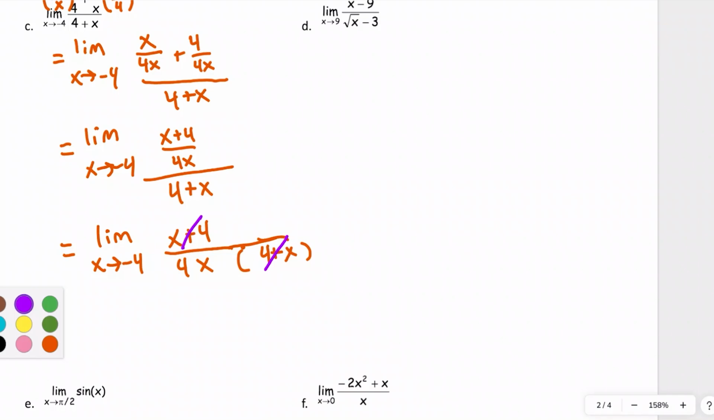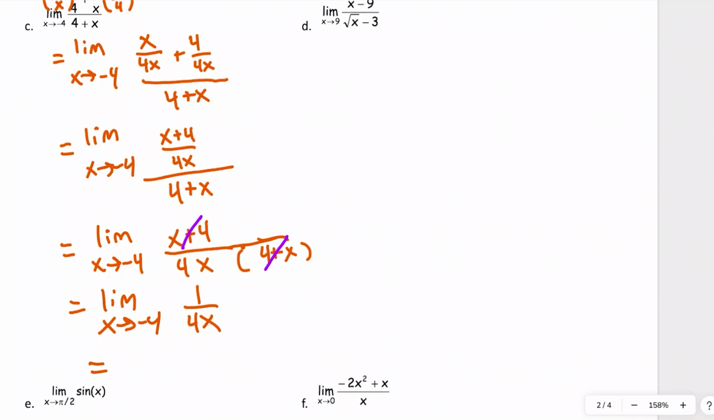So this is going to equal the limit as x approaches negative 4 of 1 over 4x. Now we can go ahead and use direct substitution, plug in that negative 4, and we get 1 over negative 16. The fraction problems definitely take the most work.